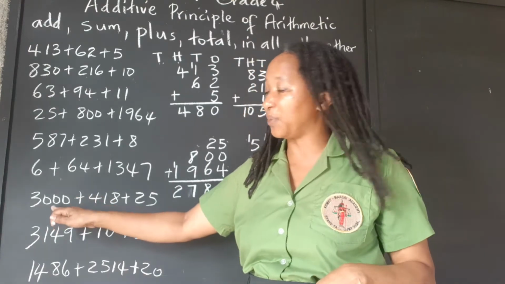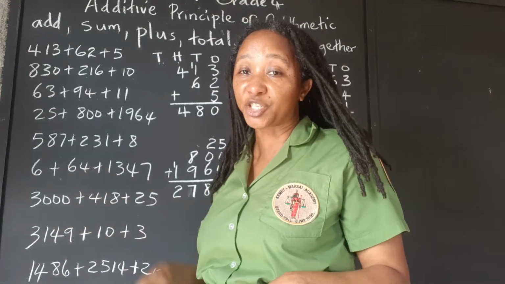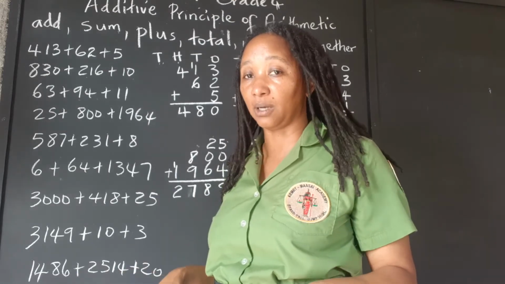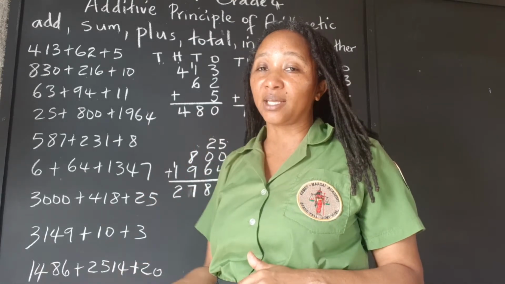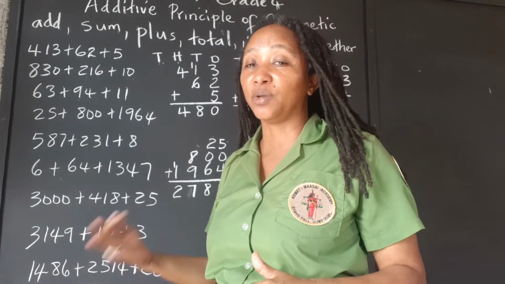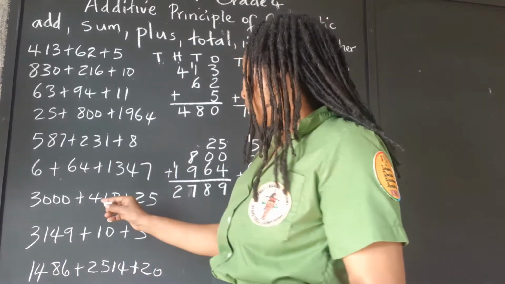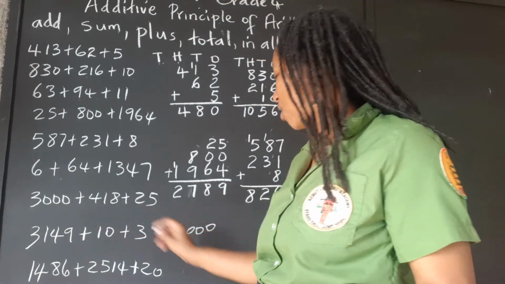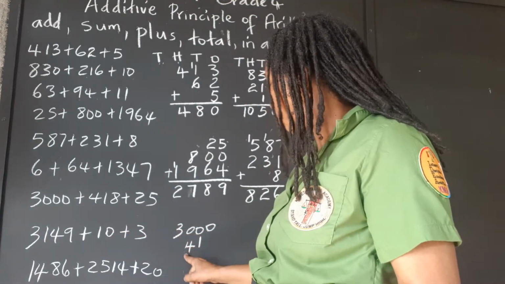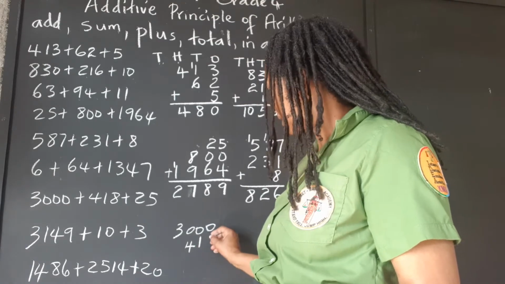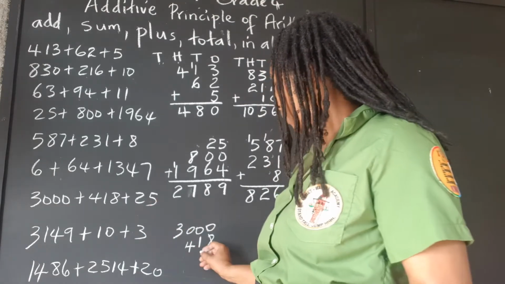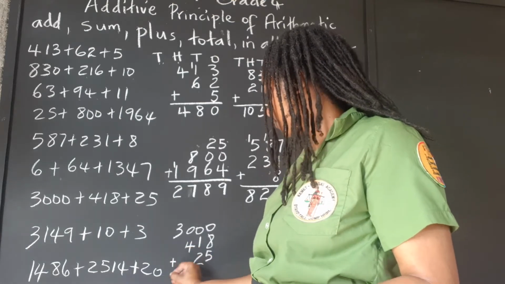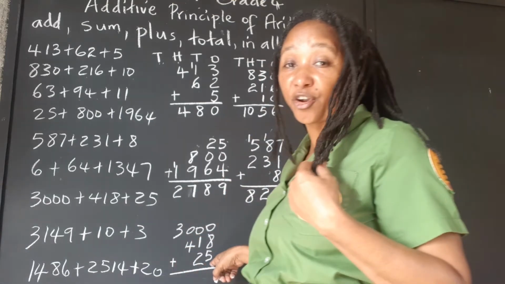Remember, if we're dealing with zeros, in addition, 0 does not affect addition at all. So if you're adding 0 to a number, you get the same number. 3,418, so it's 4 under the hundreds place, 110, 8 ones, and 25. Okay, 8 and 5, 13.